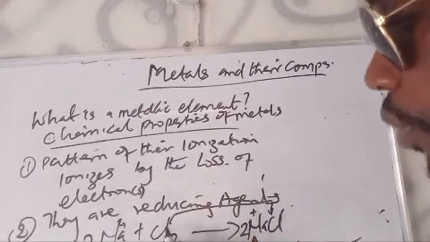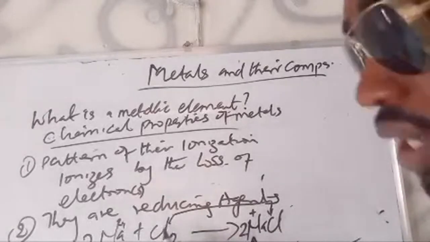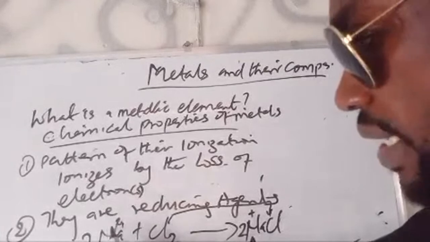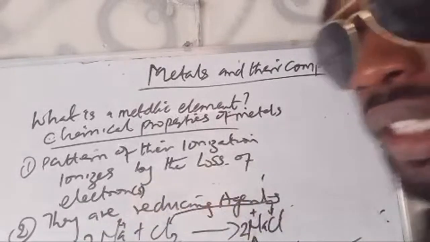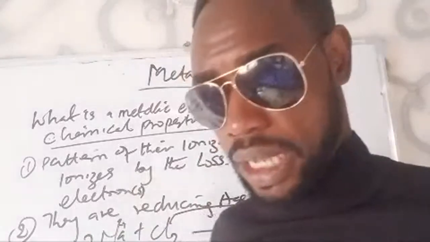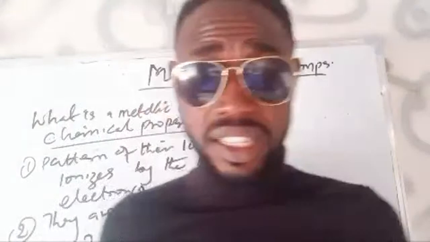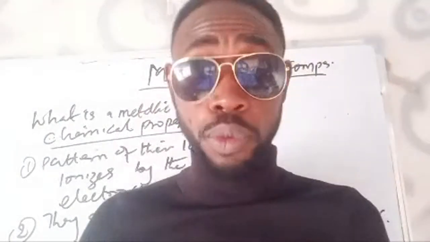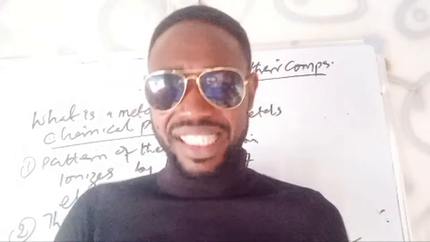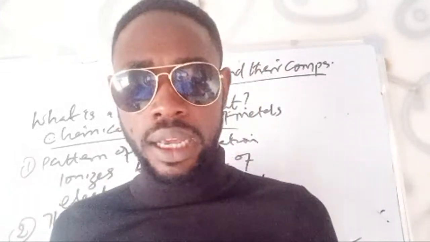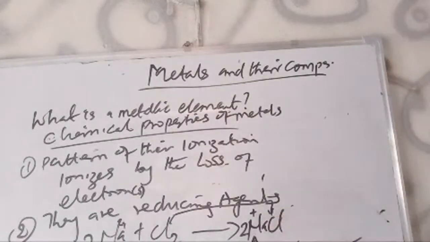Or you say that chlorine has been reduced, so sodium chloride. What reduced chlorine? Sodium. What oxidized sodium? Chlorine. That means if metals are reducing agents, automatically it shows that non-metals are also oxidizing agents. The most powerful oxidizing agent we have is fluorine, and it is also the most reactive, because it can accept electrons. It's the opposite of metal. So that makes metals actually reducing agents.